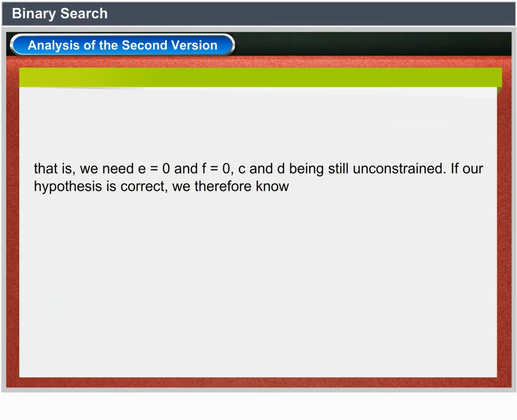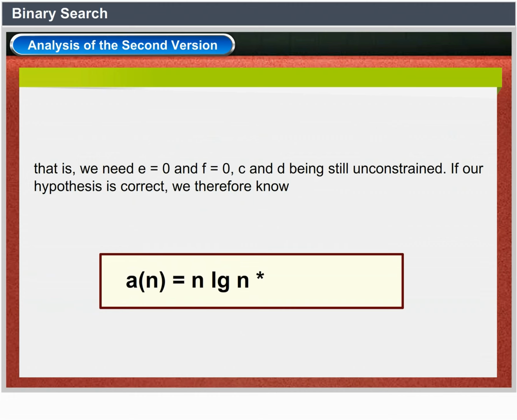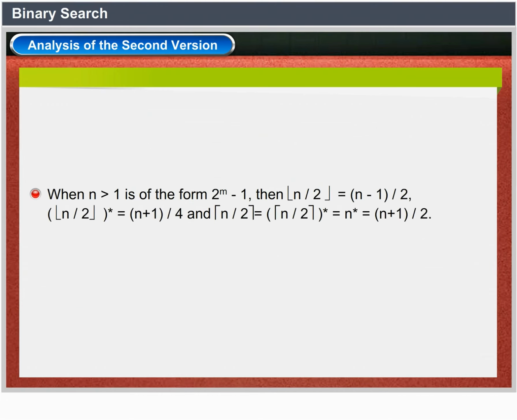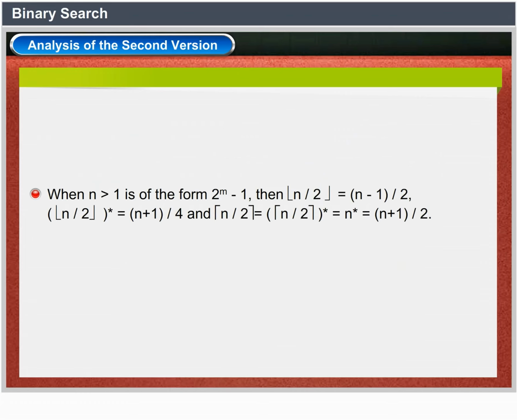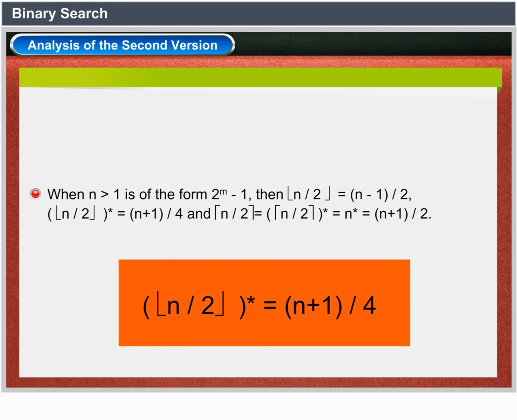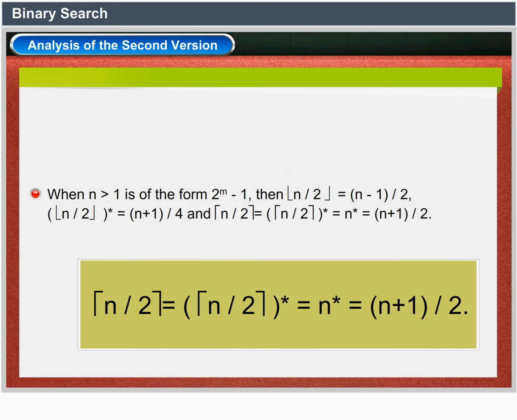If our hypothesis is correct, we therefore know a of n equals n log n star plus cn plus dn star. When n greater than 1 is of the form 2 power m minus 1, then floor of n by 2 equals n minus 1 by 2, floor of n by 2 the whole power star equals n plus 1 by 4, and ceiling of n by 2 equals ceiling of n by 2 the whole power star equals n power star equals n plus 1 by 2.